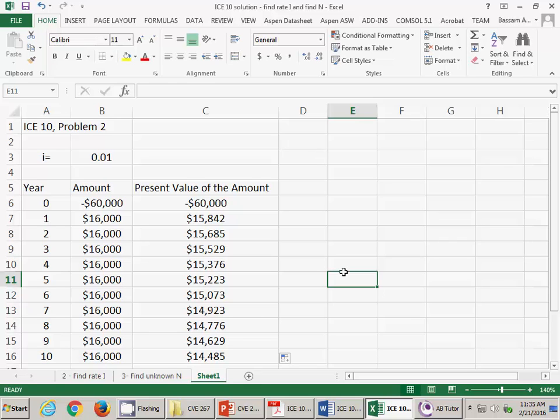Who can explain, just in your own words, why is it that you should see the amount constantly getting smaller and smaller? Okay, inflation. What we're doing is, here in year 10, the money is moving a greater number of years. So money in 10 years isn't worth as much as money in 5 years. And that's what this column is saying, how much is it worth now? $16,000 in year 10 is worth $14,485 now if you are discounting at 1%.